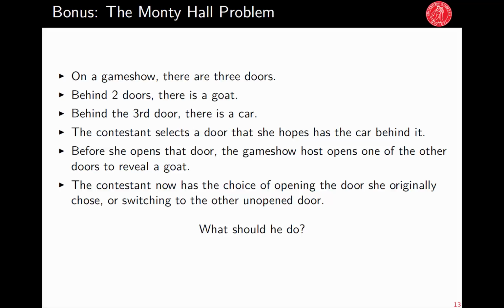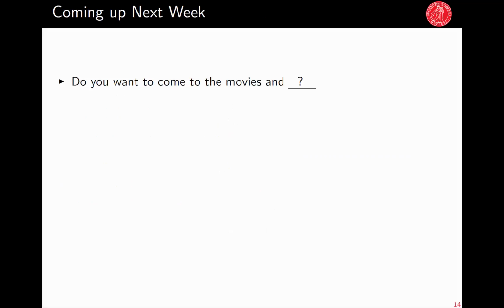That's going to be 1/3. But now the twist is, before she actually gets to open that door, the game show host opens one of the other doors and reveals a goat. And the question is, should the contestant now stick to her original choice? Or should she actually switch to the other unopened door? So has knowing that there is a goat behind one of the other 2 doors changed anything about the probability of getting the car behind the original door or the remaining 3rd door? What should she do?